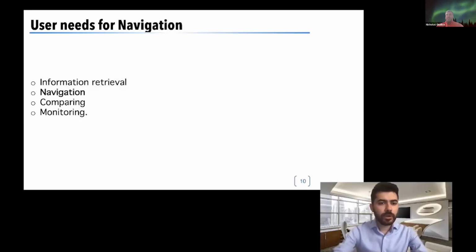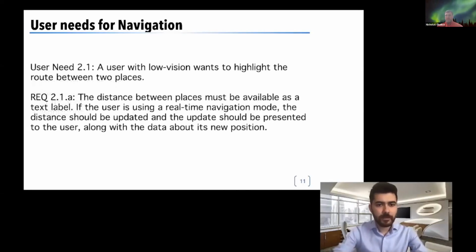Now we are going to talk about user needs for navigation. We start with this user need. A user with low vision wants to highlight the route between two places. We have one requirement that might need to be solved in order to solve this particular user need. The distance between places must be available as a text label.